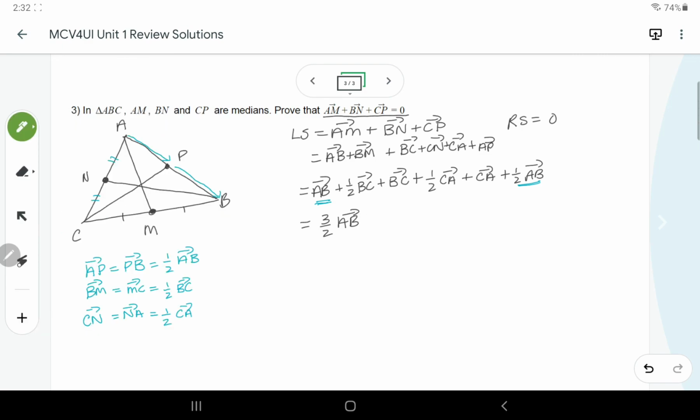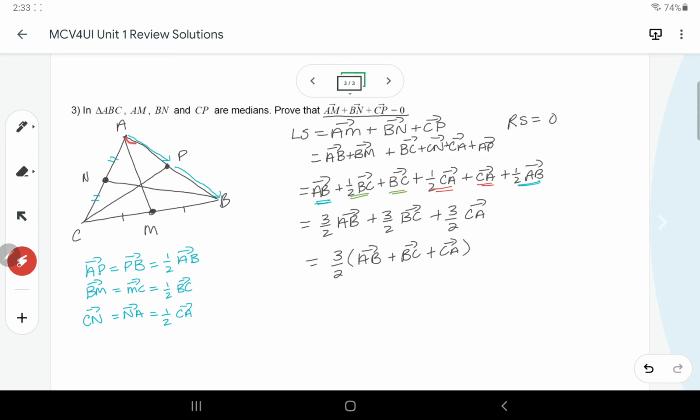Then I've got 1/2 BC plus BC. So that is 3/2 BC. And then we've got 1/2 CA plus CA, which is also 3/2 CA. So we can factor out that 3/2, and we get AB plus BC plus CA, which we knew this thing went around the triangle A to B, B to C, C to A. We're back where we started, so that's the 0 vector. So here we get 3/2 times the 0 vector, which is 0. So we've got our left side equal to our right side.